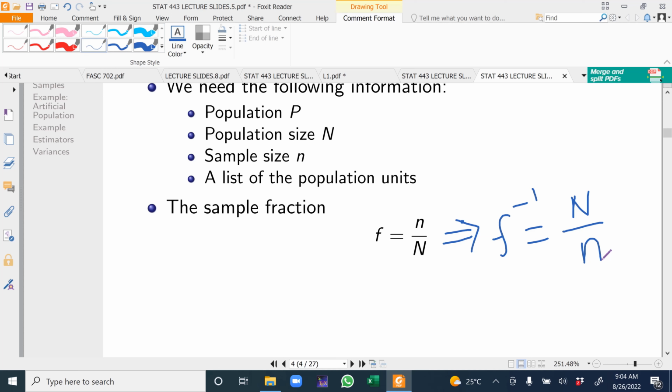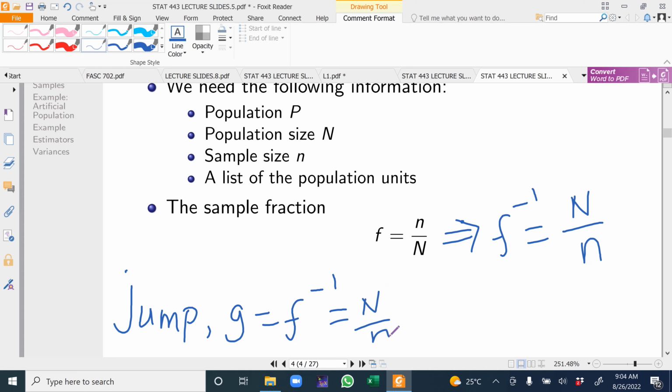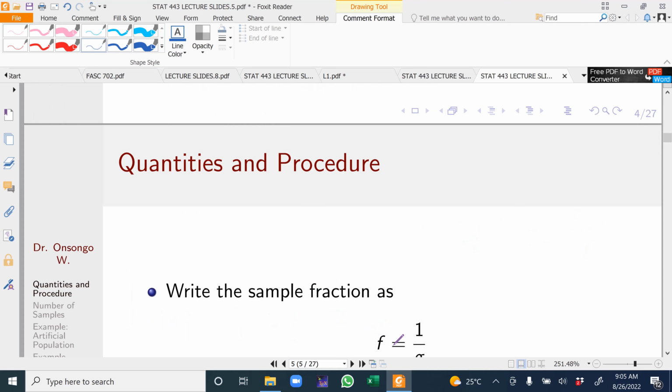So we'll define the jump that you'll use. It's important that in systematic sampling you identify the jump that you are going to use. Let's say the jump g that you're going to use is defined as the inverse of the sampling fraction, N over n. So after each gth element, you pick a unit into your sample. After each gth unit, you pick a unit into your sample. So that is what we have here.